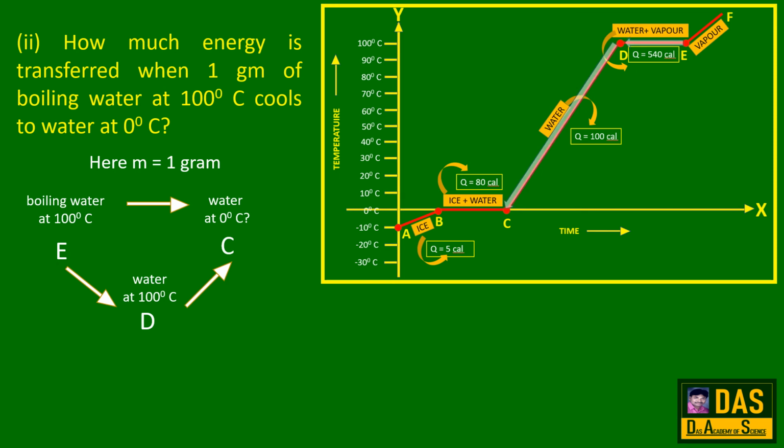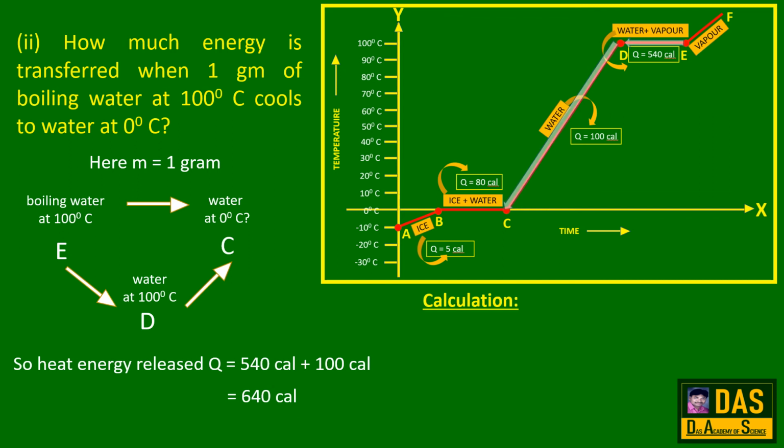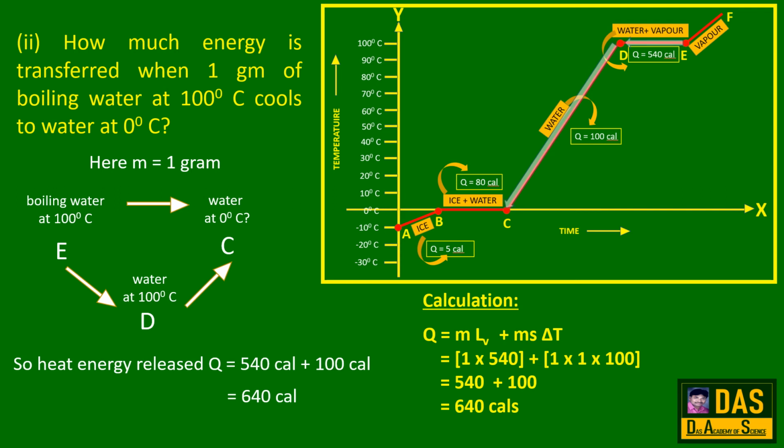If we observe in time temperature graph, by previous discussion we know the values between E to D, heat energy released is 540 calories, and between D to C, heat energy released is 100 calories. Hence, total heat energy released Q is 540 calories plus 100 calories, that is equal to 640 calories. By calculation also we can do this by using the formulas Q equal to mLV plus ms delta T.